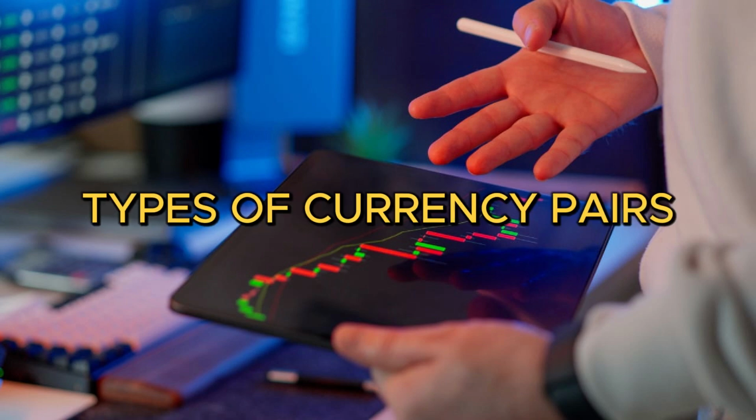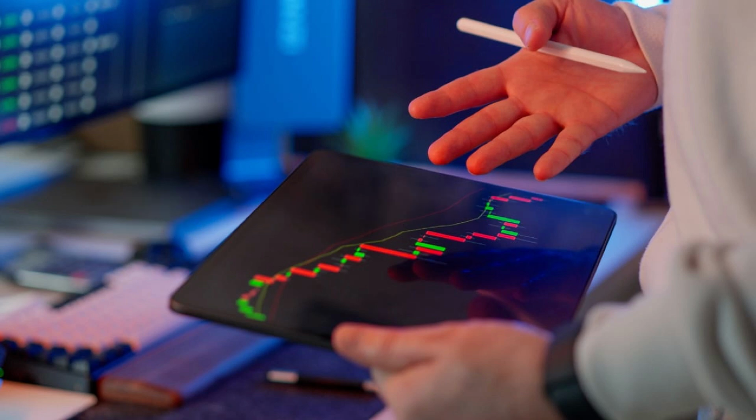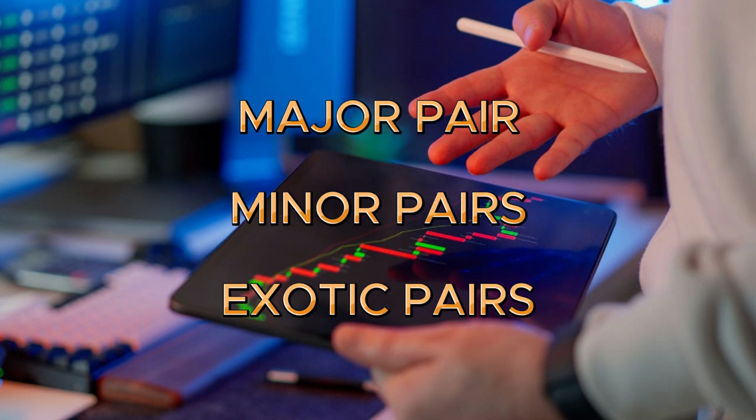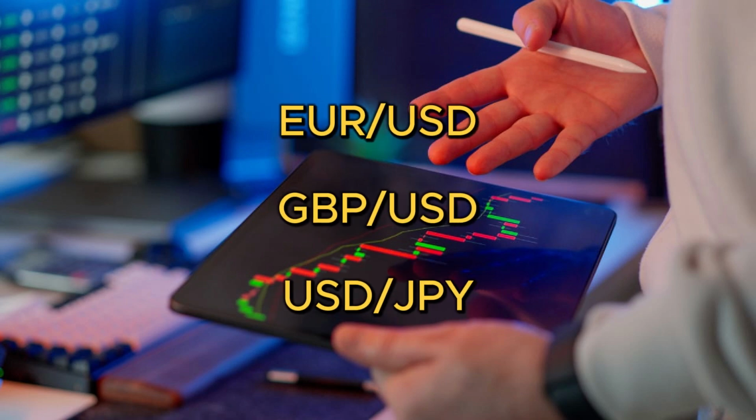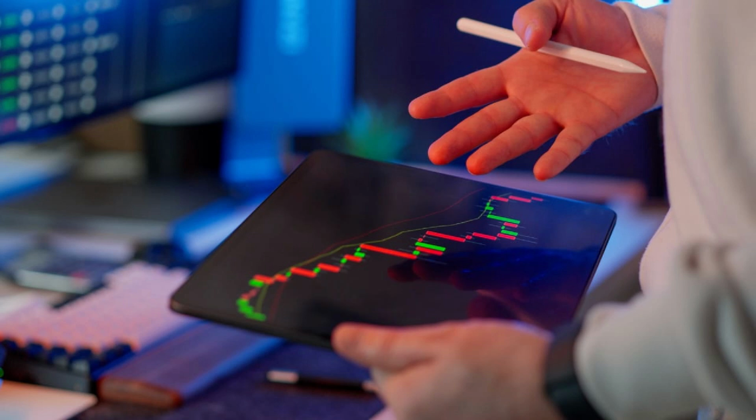Types of currency pairs. All currency pairs fall into 3 main categories: major pairs, minor pairs, and exotic pairs. Major pairs are the most common and include the US dollar alongside another widely used currency. Some popular examples are EUR/USD, GBP/USD, and USD/JPY. Minor pairs are made up of major currencies but do not include the US dollar.